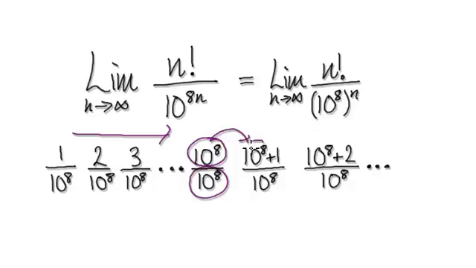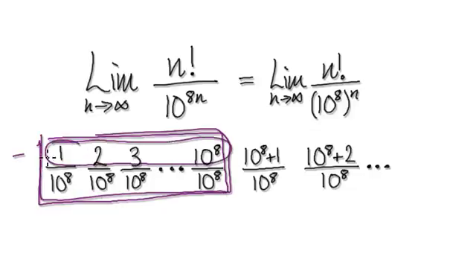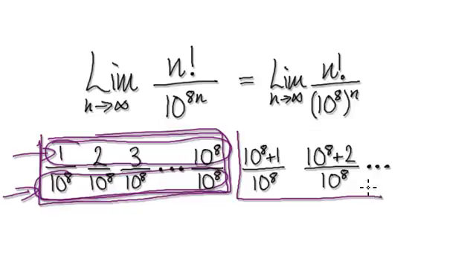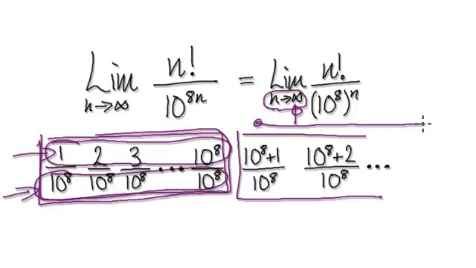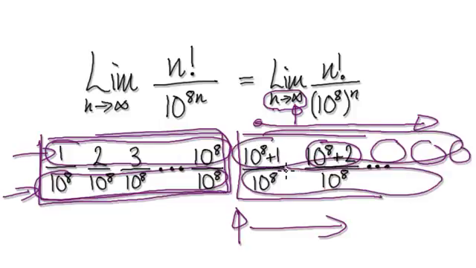And then if you look at the next term, it will be 10 to the power of 8 plus 1, and then this stays the same. And then the next term will be 10 to the power of 8 plus 2, but then this stays the same. The point here is that from here up to here, the numerator will be smaller than the denominator. But anything beyond this, remember, n heads all the way to infinity, so this number will just get bigger and bigger. So from here onwards, the numerator will be much bigger than the denominator.